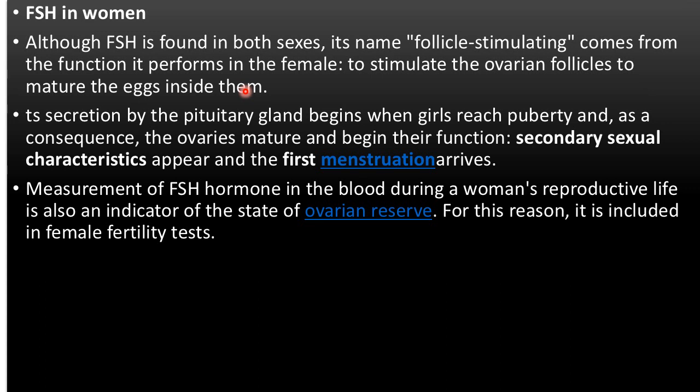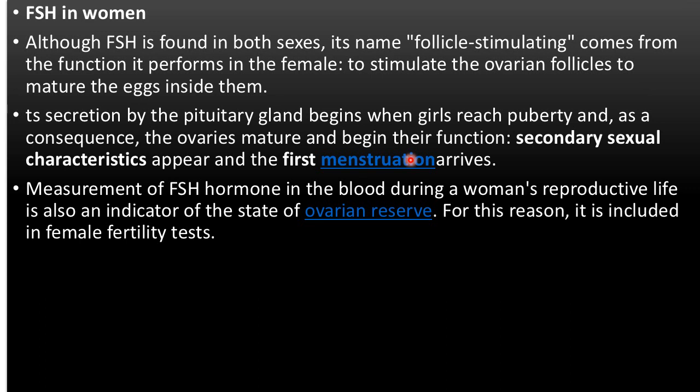But this hormone is present both in male and in female. It plays an important role in sperm formation and also in egg formation and maturation. Its secretion by the pituitary gland begins when a girl reaches puberty. As a consequence, the ovaries mature and begin their function. Secondary sexual characteristics appear and the first menstruation arrives. It means that it helps in menstruation, and helps the ovaries to mature their cells.